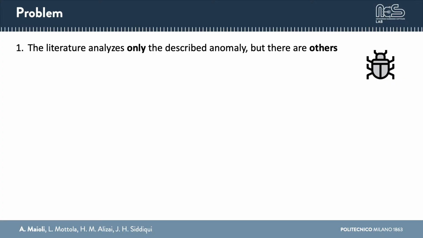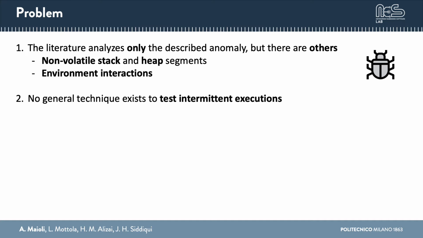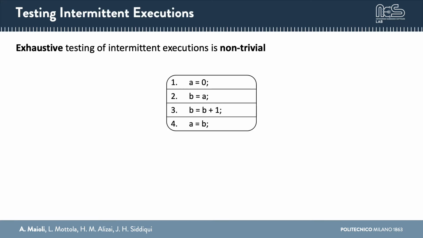However, the problem is that the literature analyzes only the described instance of intermittent anomalies, but that can also happen in other scenarios. For example, when we allocate the stack or the heap segments onto non-volatile memory, or when a program interacts with the environment. Moreover, the literature does not provide a general technique to test the intermittent executions of a program, and we cannot use the techniques for testing a continuous execution of a program as they are not conceived for testing intermittent executions and they do not account for power failures.